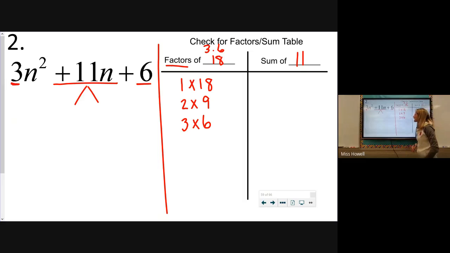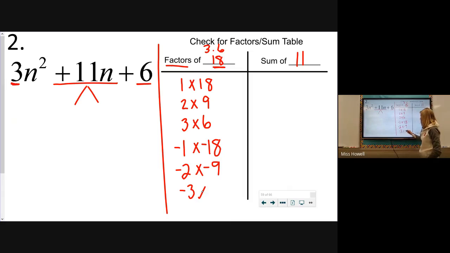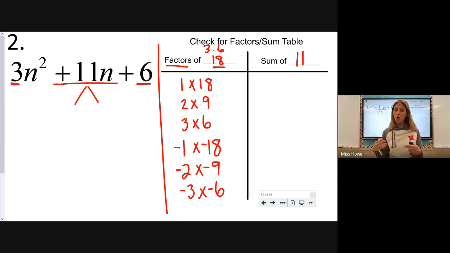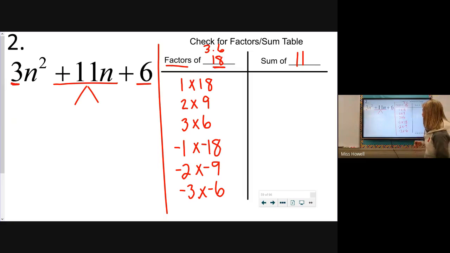Now, the other thing that I could do when I want a positive number up top is positive times positive gives me this positive, but so does negative times negative. So negative 1 times negative 18 would be a possibility. Negative 2 times negative 9, right, would be a possibility. Negative 3 times negative 6 would be a possibility. Again, once I find the one that works, I don't have to keep going, but I do have to think about all the possible scenarios. So be careful. When this is positive, I have 2 things I can think about. Positive times positive and negative times negative.